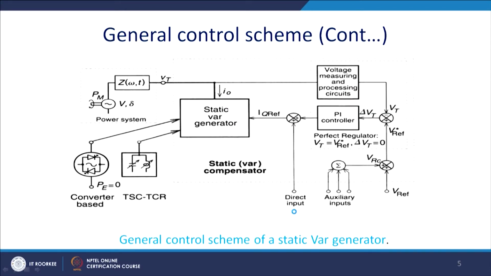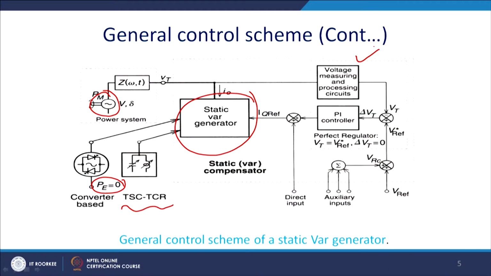So, this is the general control scheme of the SVC. You have a prime mover that generates the voltage, with amplitude V and angle delta. This is the network, and here you put a static Var generator. Essentially, it does not have any power to compensate the real power, so P is 0. This is converter based, and it may be a TCSC or TCR.